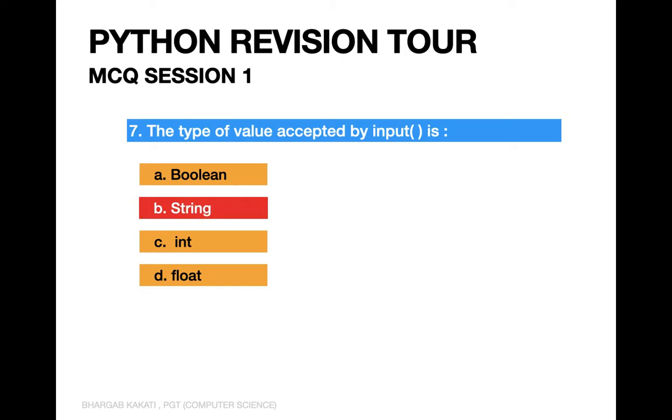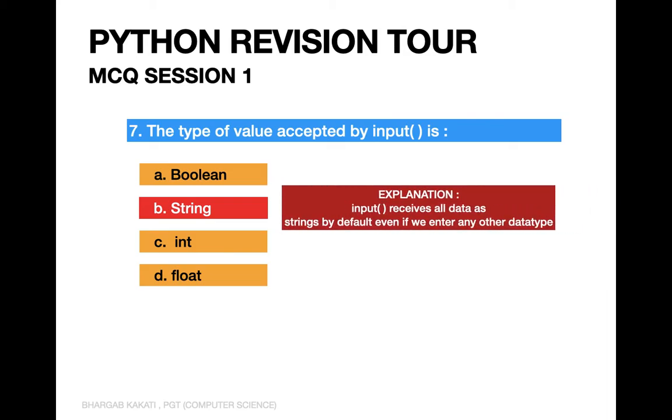Always remember that if I am using the input function for receiving something from the user, then it will be received in the form of string. Even if we are giving some numeric data, then also it will be accepted in the form of string. But if you want to convert it into int or float, you have to write int(input()) or float(input()). If this concept is not very clear, or if you want to learn it practically, there are related videos, you can of course check them out. So, the explanation is input receives all data as strings by default, even if we enter any other data type.